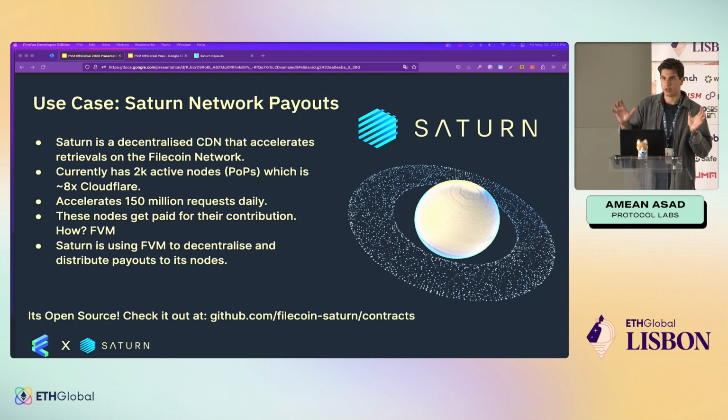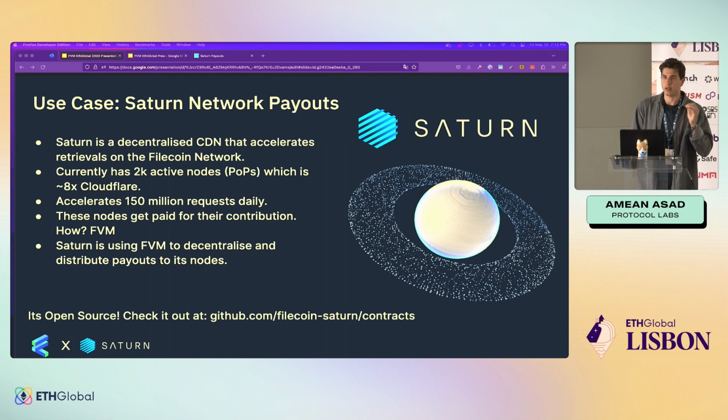And I wanted to present a production use case for the FVM because we just deployed one of the very big production use cases for it earlier this year. What Filecoin Saturn is, it's basically a decentralized CDN that's meant to accelerate retrievals on the Filecoin network. What that means is right now Filecoin is really good at storing things and can store things reliably, but we want to complete that storage loop by having really fast retrievals.